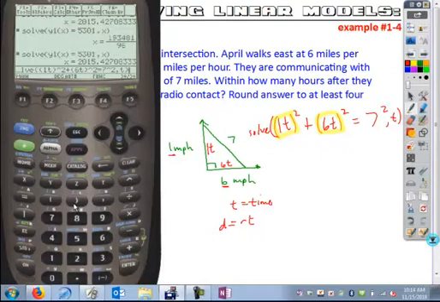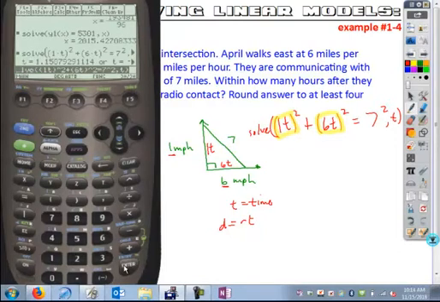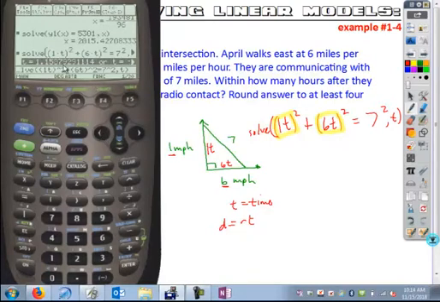I'll get my answer. I'm going to go ahead and make sure it's entered as a decimal, so I'm going to hit this diamond button, so my answer is going to display as a decimal. And I get two values, a plus and a minus. I don't need to worry about negative. You're not going backwards in time. All I need to do is find the positive t value.